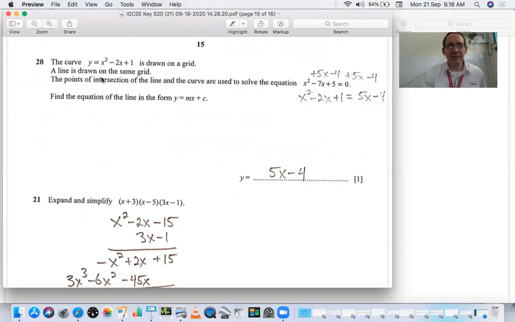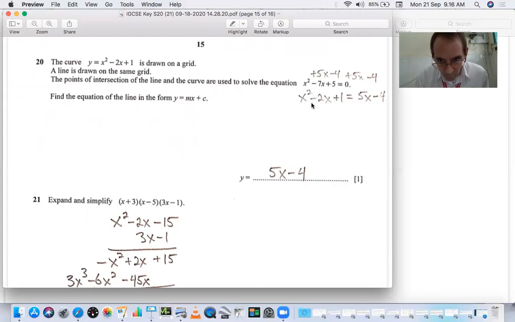So they don't give us the line. We have to come up with the line, but they do give us the curve. So what we want to do is subtract out this curve, or rather, we want this curve on the left-hand side and then see what we need to have on the right-hand side, because if the two are equal, then that means they intersect. If they're equal, you're looking for their intersecting points, which they already did to find this.